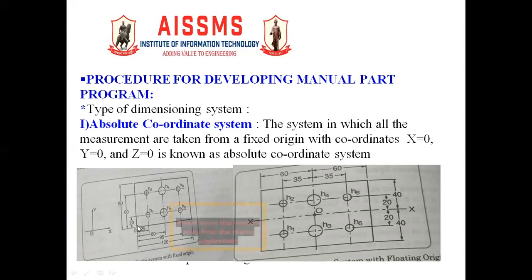If you see in the diagram, from the left-hand side there is a 0. We always take the reference from the 0, that is 25, next is 60, 90, 95, 120 on the x-axis. On the y-axis also we can take the reference from the 0. Then it is called the absolute coordinate system.